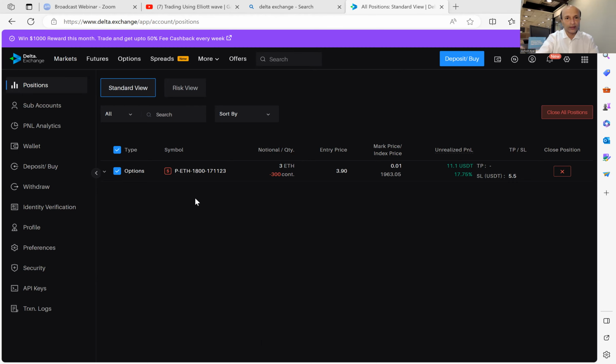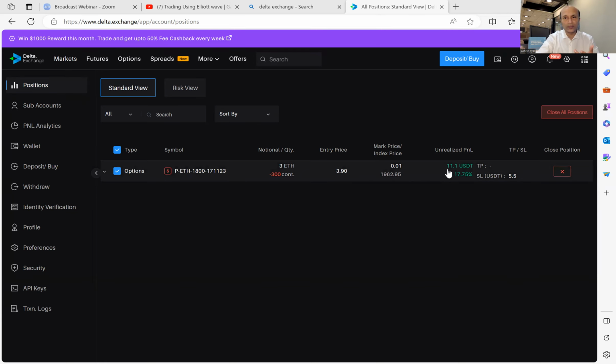And if you see here, this is the option that we have taken in the last session, and you can see we have shorted an option on Ethereum of 1800 strike price, and we shorted 3 Ethereum, which is 300 contracts. The entry price of selling, so we sold the option at 3.90. Currently that option is at 0. It is expiry now, so I thought why not show you a follow up trade.